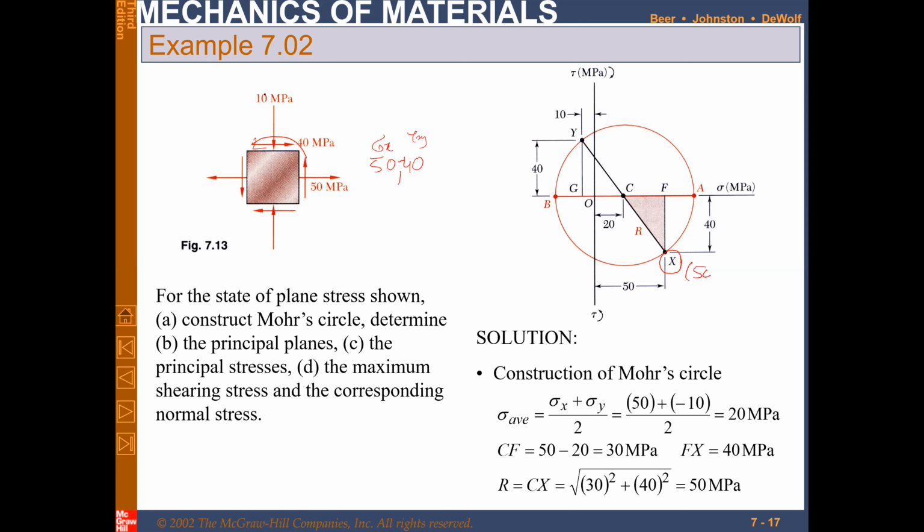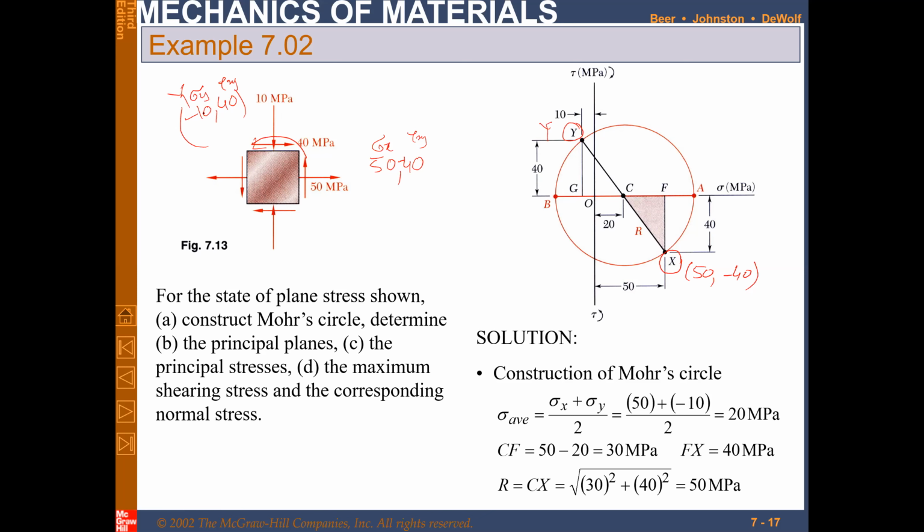So this coordinate will be 50 positive, minus 40, and the other will be minus 10 and plus 40, because it is a compressive load. This will be the y coordinate, right? Again, this is first quadrant all positive, this is second quadrant positive and negative, this is all negative, and this is positive and negative, right? So minus 10 is the sigma y value, and this is the tau xy value.